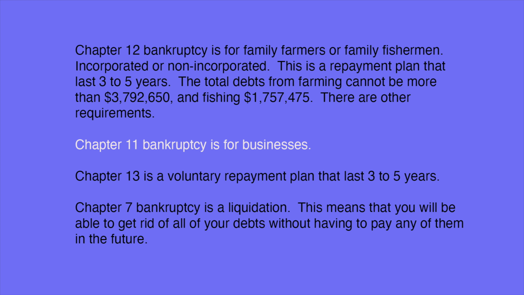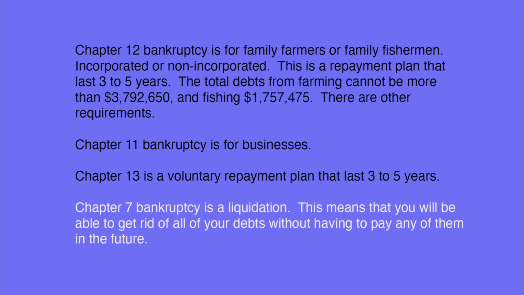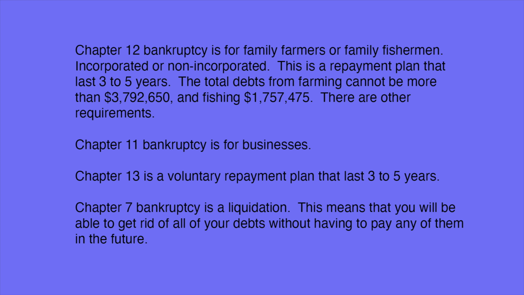Chapter 11 Bankruptcy is for businesses. Chapter 13 is a voluntary repayment plan that lasts 3 to 5 years. Chapter 7 Bankruptcy is a liquidation. This means that you will be able to get rid of all of your debts without having to pay any of them in the future. This video only covers Chapter 7 Bankruptcy.